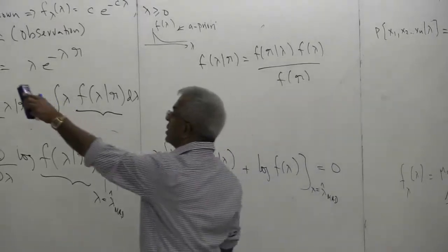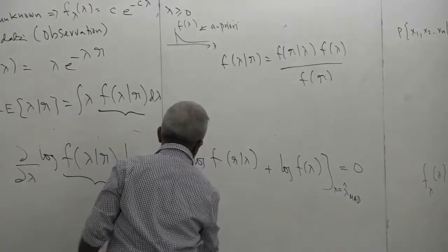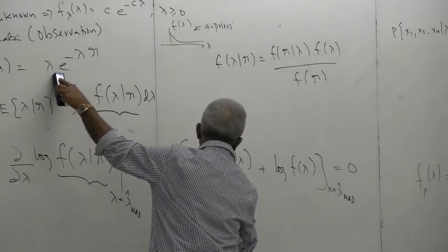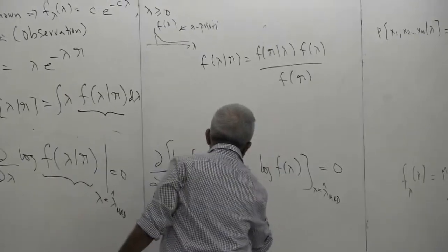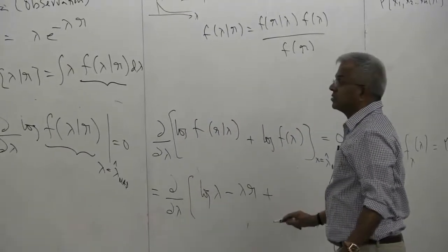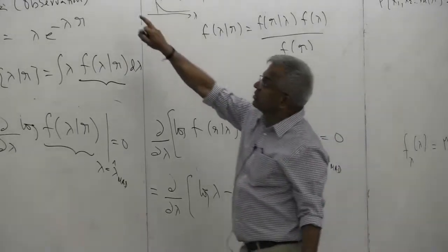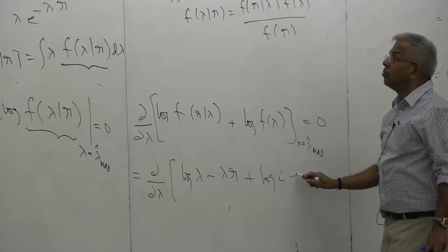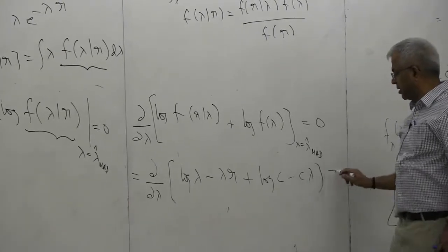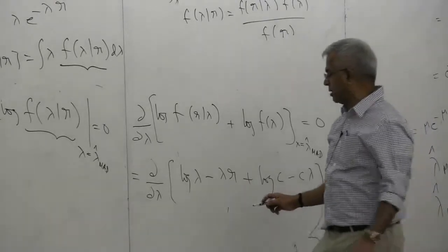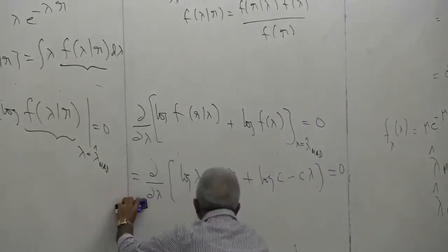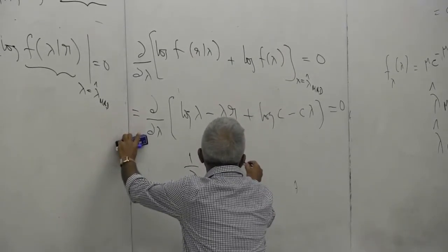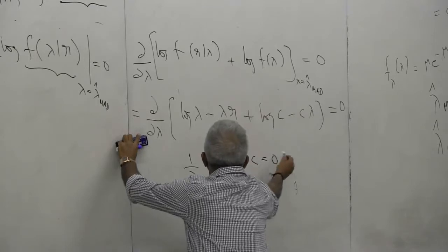And look, if r given lambda is given, so this is taking the derivative with respect to lambda of log lambda minus lambda r, plus log c minus c lambda. We need to take the derivative and then equate to 0 with respect to lambda. So the derivative of log lambda is 1 over lambda minus r, log c is 0, minus c equal to 0, right?